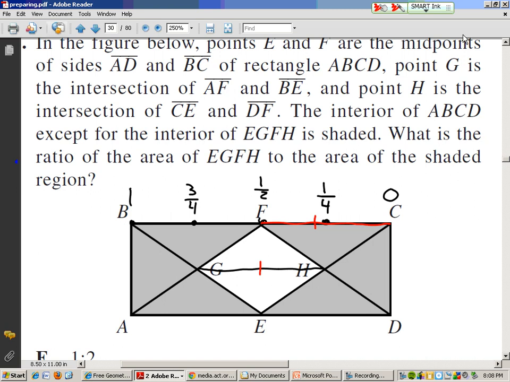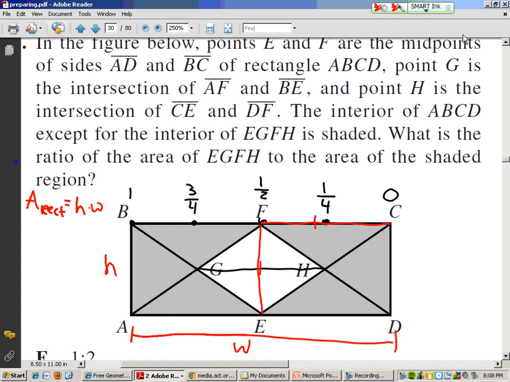of the original shape. I know that the height of this is going to be the same as the original shape. So if I call this H, and I call this length here W, then the area of the whole thing, the area of the big rectangle, is going to be H times W, right? Now, what's the area of the rhombus in the middle? Well, it's two triangles, right?